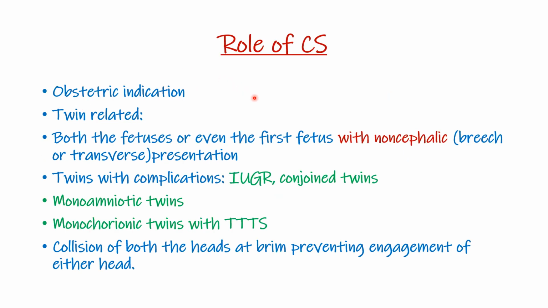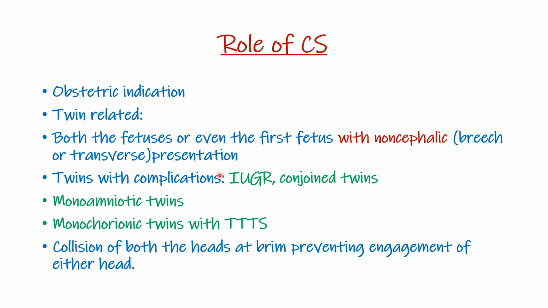So the role of cesarean section, here we are going to divide them into two. That is the obstetric indication. For example, the patient comes in with malpresentation or malposition. These are obstetric complication indications. Or we have a complication such as preeclampsia. Twin related, we already discussed this, is when both fetuses or even the first fetus is non-cephalic, for example breech or transverse presentation.